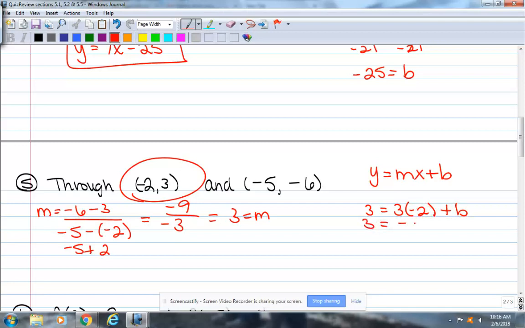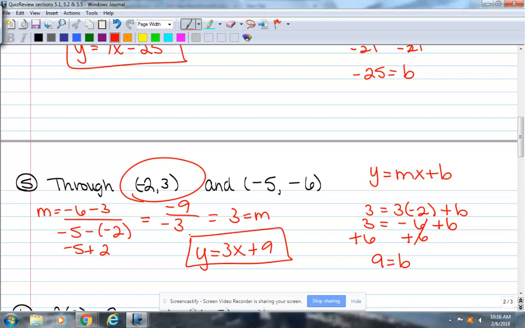So 3 equals negative 6 plus B. How do I solve that for B? And what's 3 plus 6? 9. And I got M and I have B, so what's this equation? Minus 9? Plus 9. It's positive. All right, any questions about that if they don't give you either one?